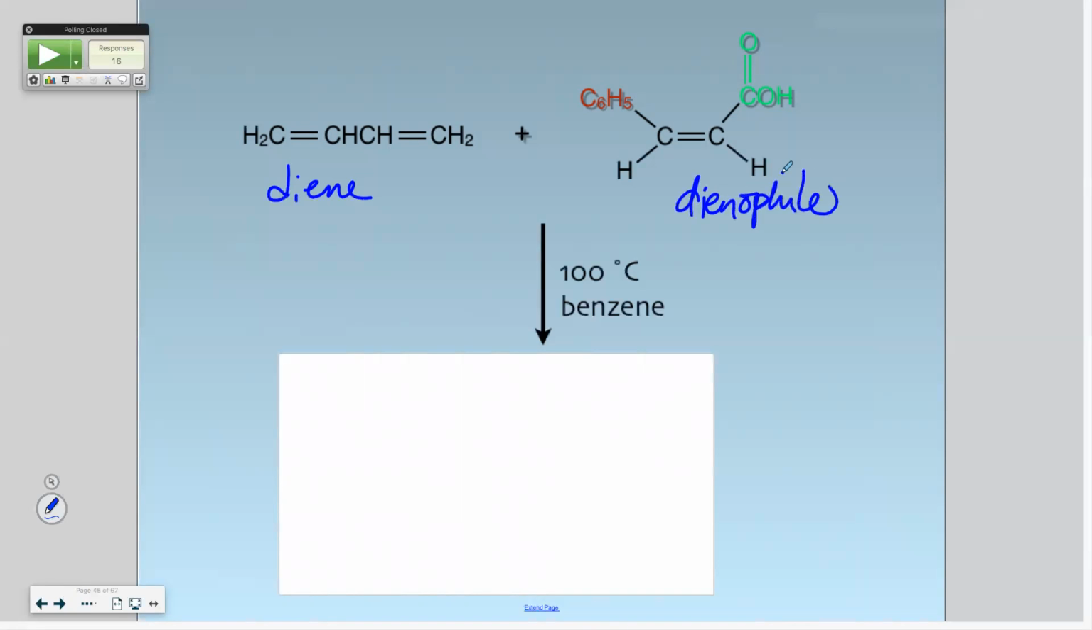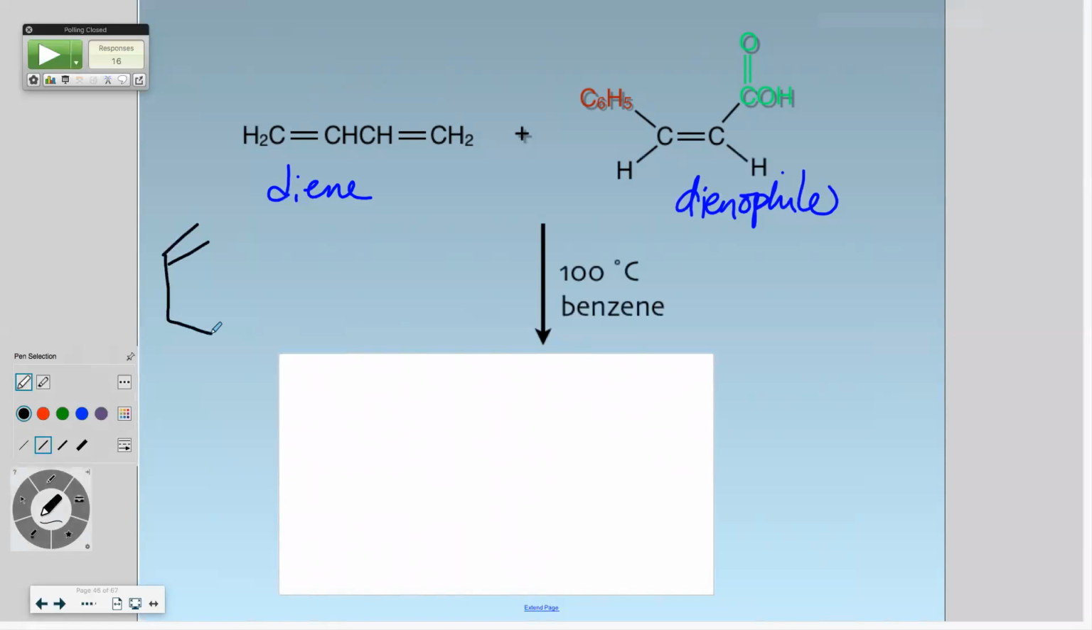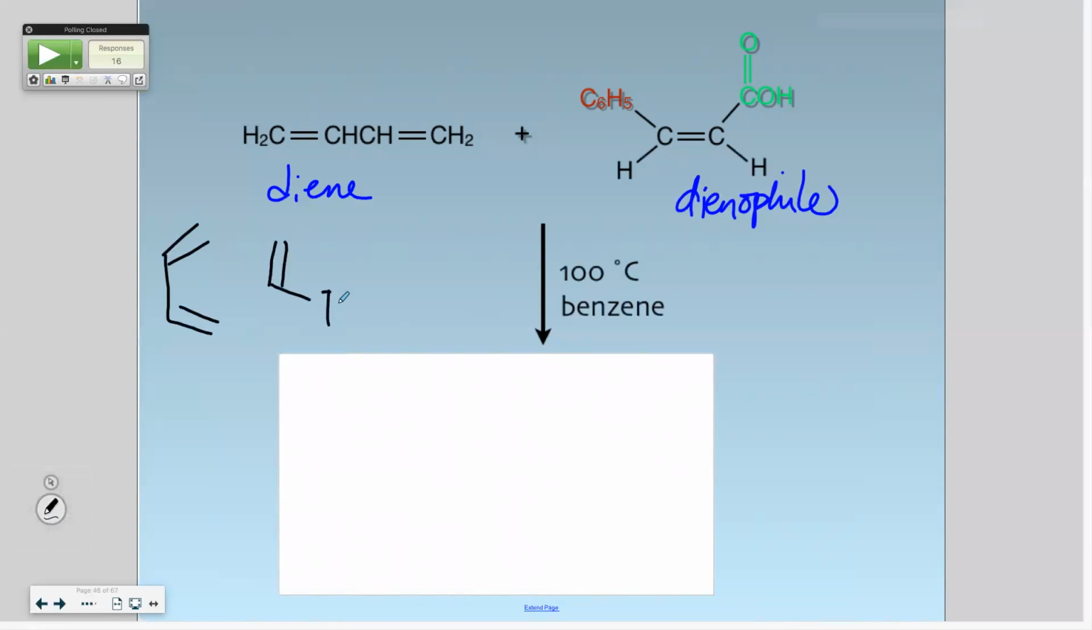Okay, 100-degree C benzene, kind of typical. Even though the one y'all did in class worked at room temperature, you didn't have to do that. All right, so what do you get? Do you have any idea? None? All right, wait, can't handle none. All right, so here's our diene. Okay, here's our dienophile. I'm going to write Ph for the benzene instead of all that.